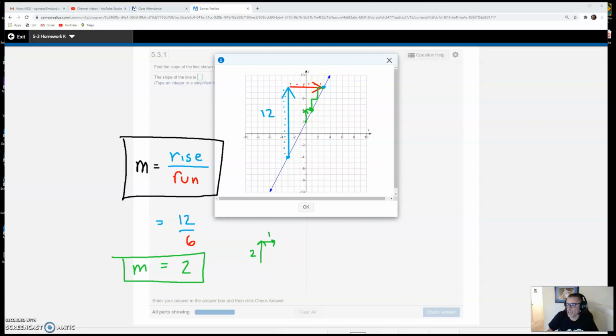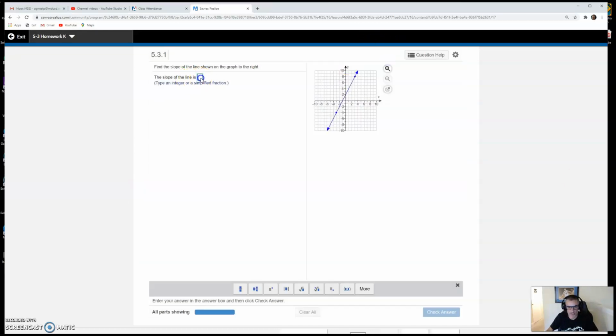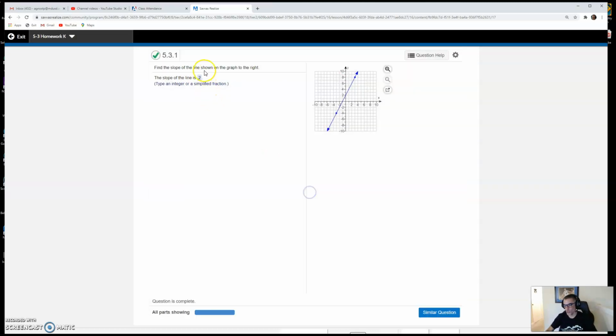All right, let's take a look at a second example. I've got to put my answer here. The slope of this line is 2. Okay, if I had put 12 over 6, it's going to tell me my answer is correct, but in the wrong format. And so remember, you have to simplify.